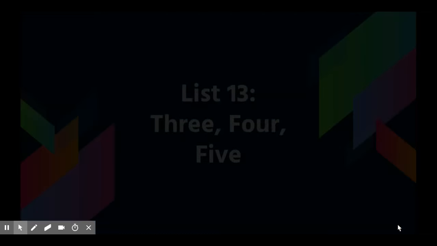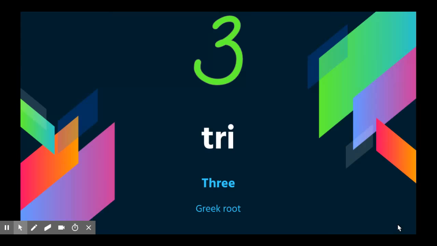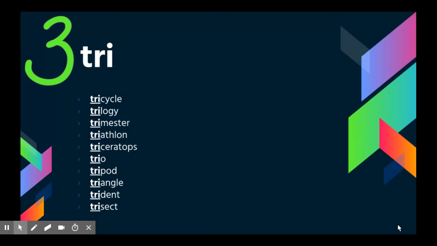List 13, 3, 4, 5. This is the try video. So here's just a reminder of your roots and their meanings for the week. This video focuses on try, which means 3 and is a Greek root. So your spelling words with this root are tricycle, trilogy, trimester, triathlon, triceratops, trio, tripod, triangle, trident, and trisect.